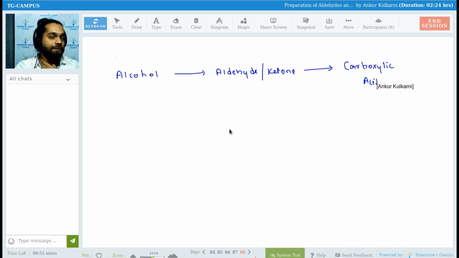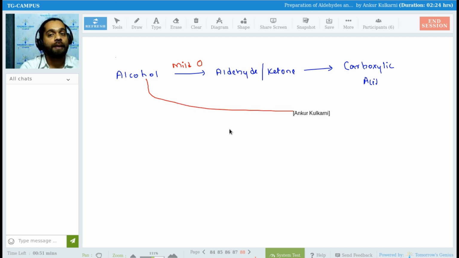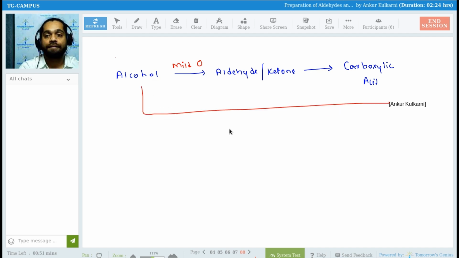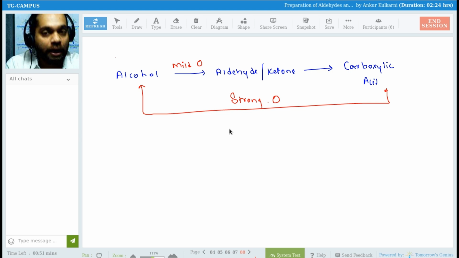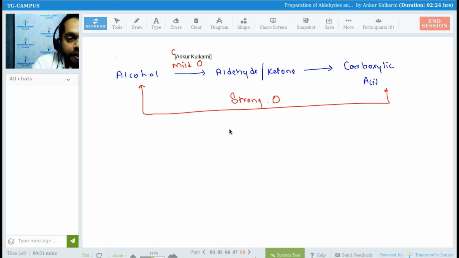So to oxidize alcohol to aldehyde or ketone, where I want to stop, I have to use a mild oxidizing agent. If I have to go directly from alcohol to carboxylic acid, I have to use a strong oxidizing agent. So I want to go from alcohol to aldehyde. This is also called controlled oxidation.